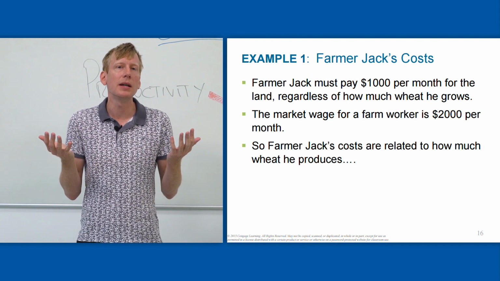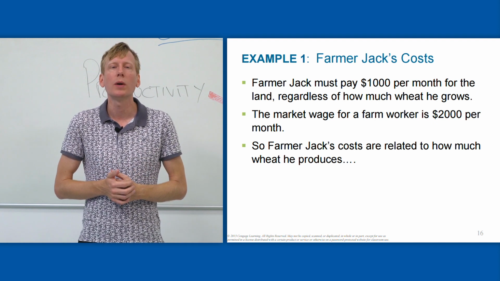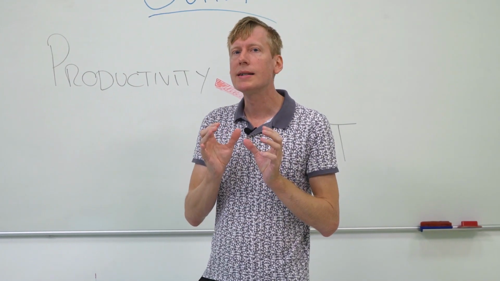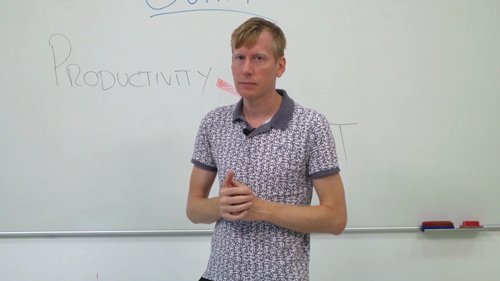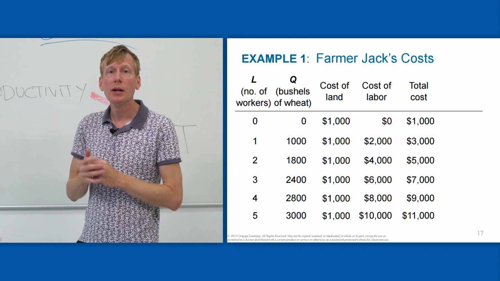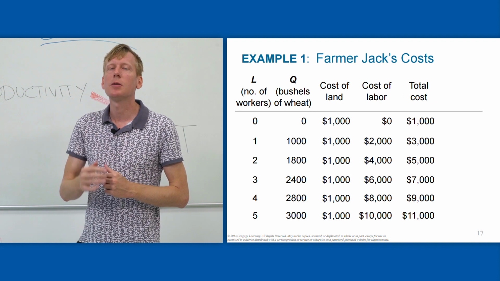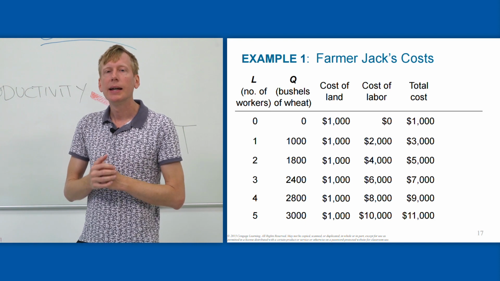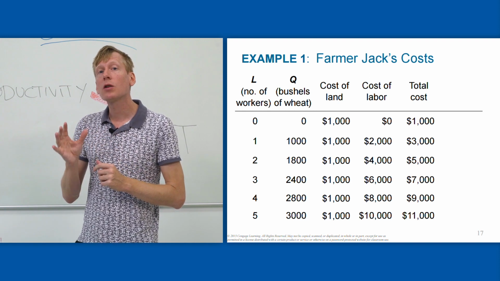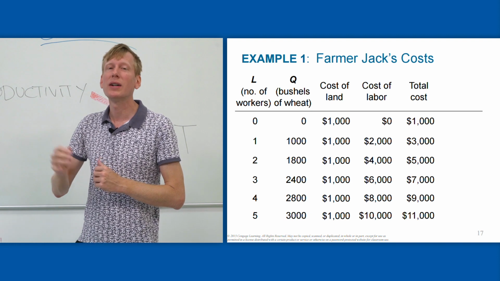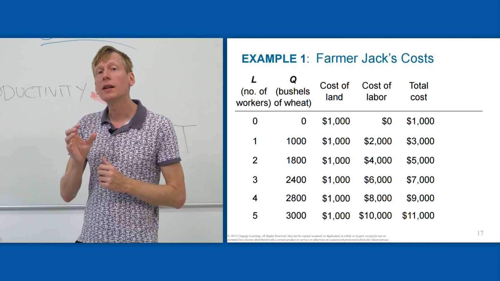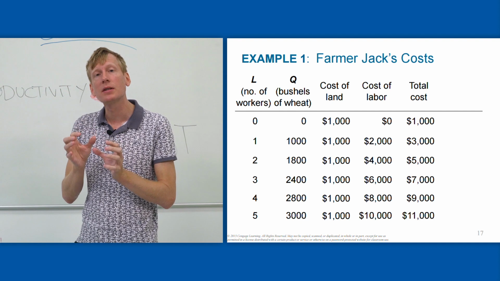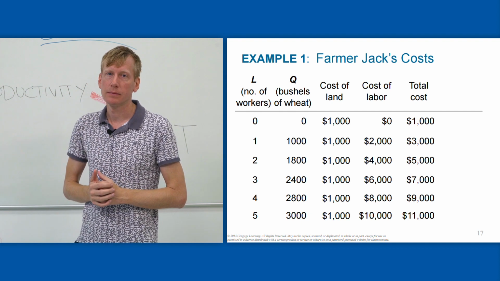So now, what would his cost be to produce 3,000 units of wheat? Now, if Farmer Jack decides to hire no workers, his quantity is zero; he's producing no wheat at all. His quantity of labor is zero, so his wage bill is also zero, but he still has to pay 1,000 for the land that he's going to use. So his total cost is 1,000. If he decides to hire one worker, his total cost would rise by 2,000 to 3,000. But his quantity of output would rise to 1,000. So his total cost to produce that 1,000 units of wheat would be 3,000.